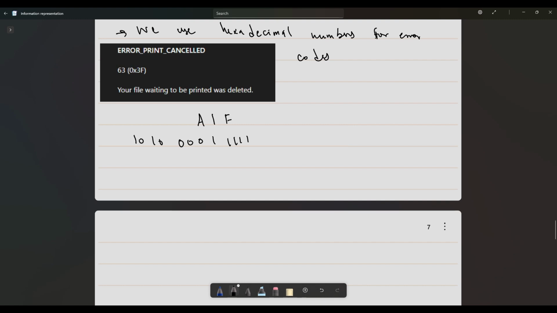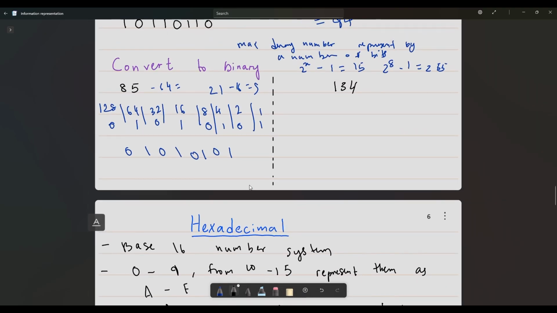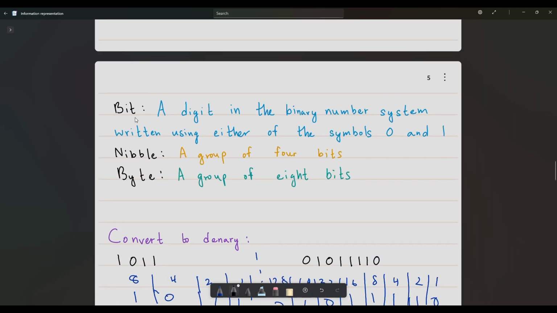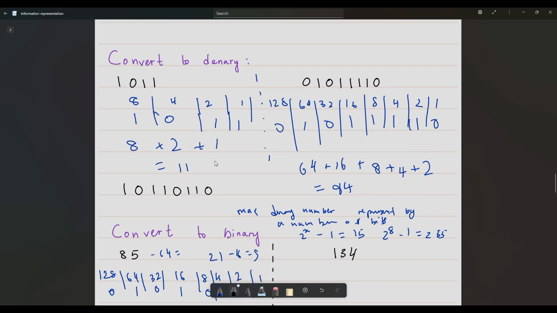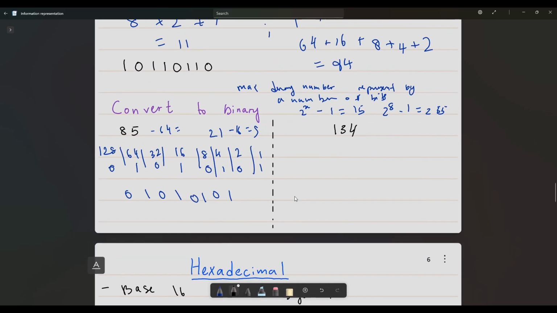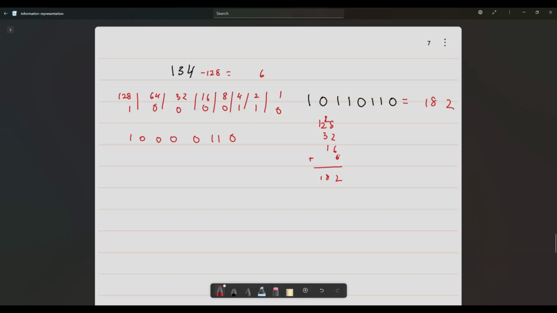Today we learned the binary number system, and we did the hexadecimal number system. We did some revision of terminology, and we had some practice. So that's about it. And here are your answers. You can check them.